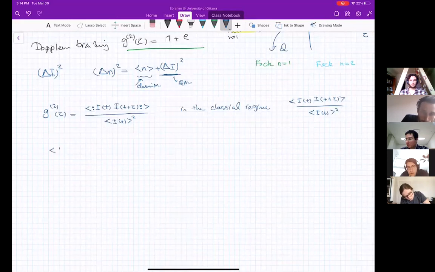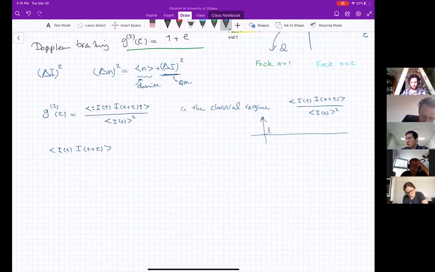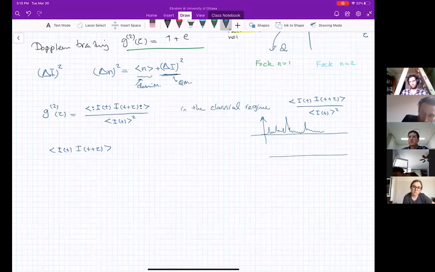What I mean by intensity of t plus tau averaging. Remember, this is what you get as a signal, right? The same scenario happens for the time of tau, essentially. What you do, you take what we have here and just shift it by the time of tau. This is intensity of t, this is intensity of t plus tau.